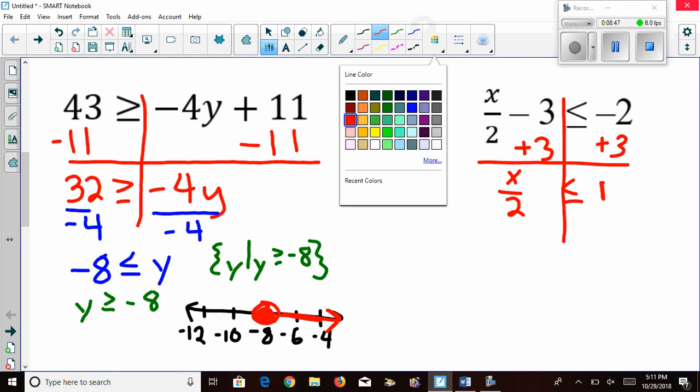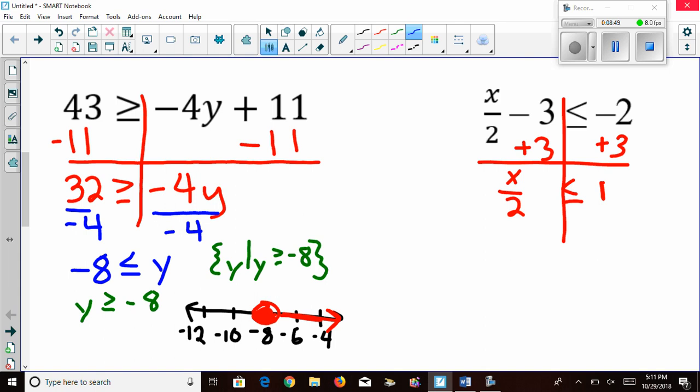And now I can go back and deal with that x divided by 2. Instead of having x divided by 2, we've talked about how you can multiply by 2 or even say 2 over 1 on each side to get x is less than or equal to 2. Notice, I multiplied by a positive 2, so my symbol does not change, leaving me with this final answer.